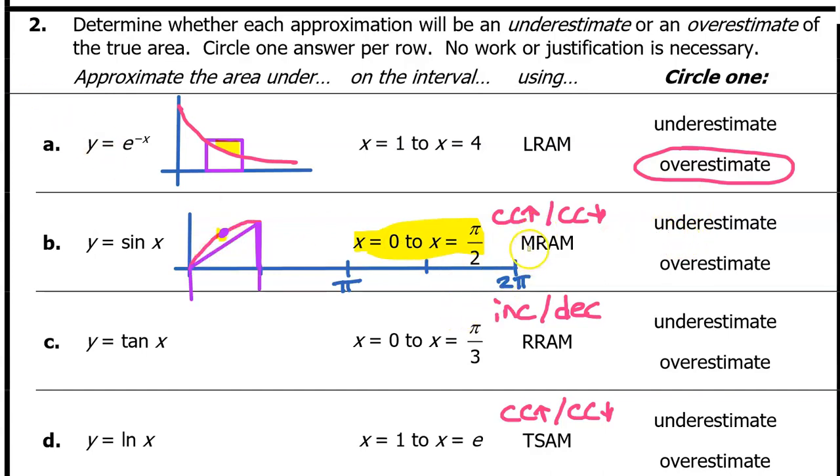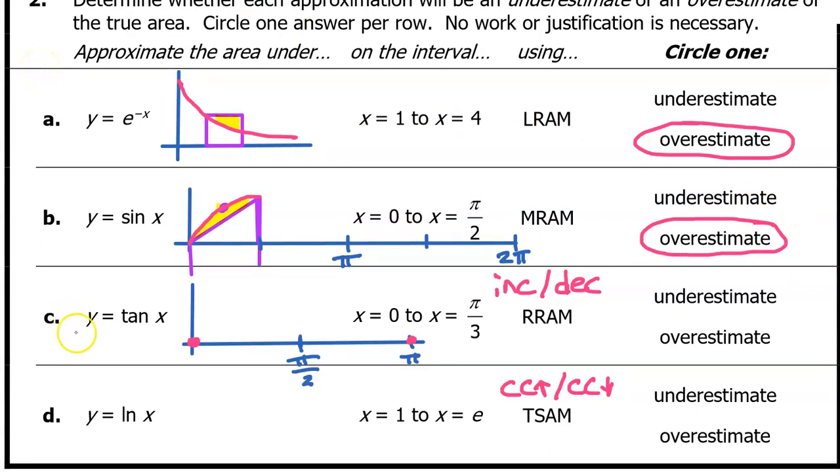So which is it? Here's a trick that you can use. I have memorized that MRAM and TRAM are opposites when it comes to underestimate and overestimate. So I like to draw a TRAM picture, a trapezoid picture, and I can easily see that this is an underestimate because I see all of this area under the curve that's being left out by this trapezoid. So if the TRAM gives me an underestimate, that means MRAM will be an overestimate.